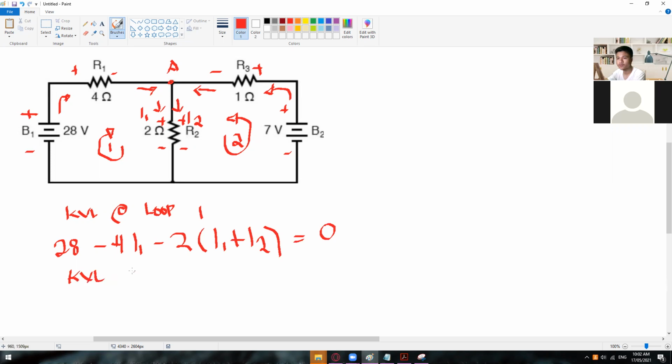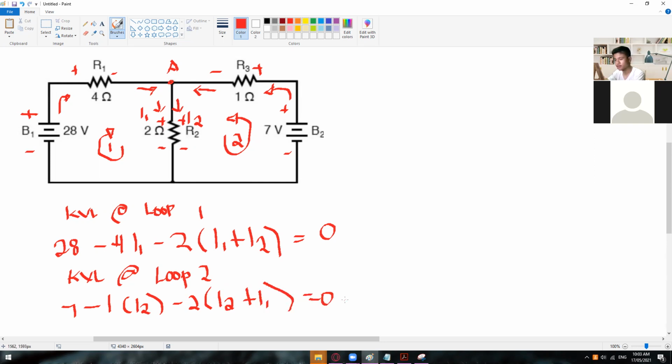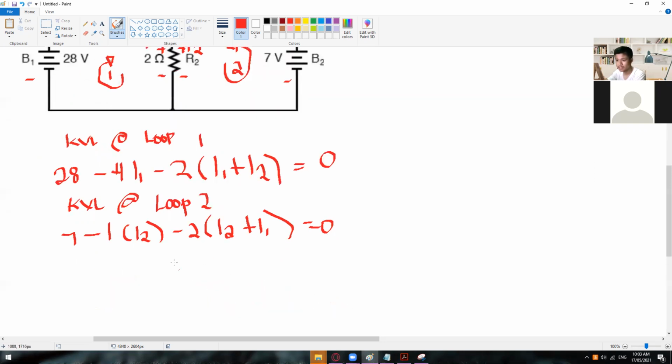So for another loop, KVL at loop 2, we have positive 7 volts minus 1 times I2, minus 2 times, I2 plus I sub 1, is equal to 0. So this is now your second equation. From here we can already simplify this one a little bit more, but we will continue this one later on since we don't have enough time anymore.